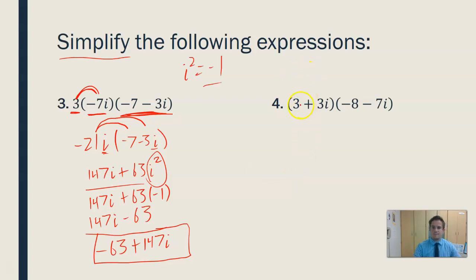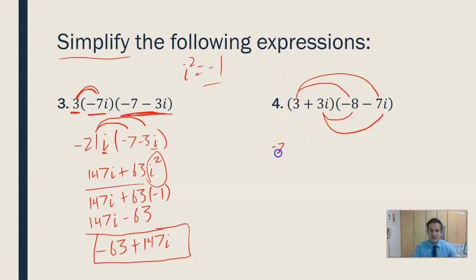Let's try another one. When I have two binomials here, remember when I'm distributing these two terms, or sorry, complex numbers together, everything in the first parentheses needs to be multiplied by everything in the second parentheses. So I'm going to use the rainbow method here. 3 times negative 8, 3 times negative 7i, 3i times negative 8, 3i times negative 7i. I'm going to do each of those little multiplication problems and then write them all out added together.